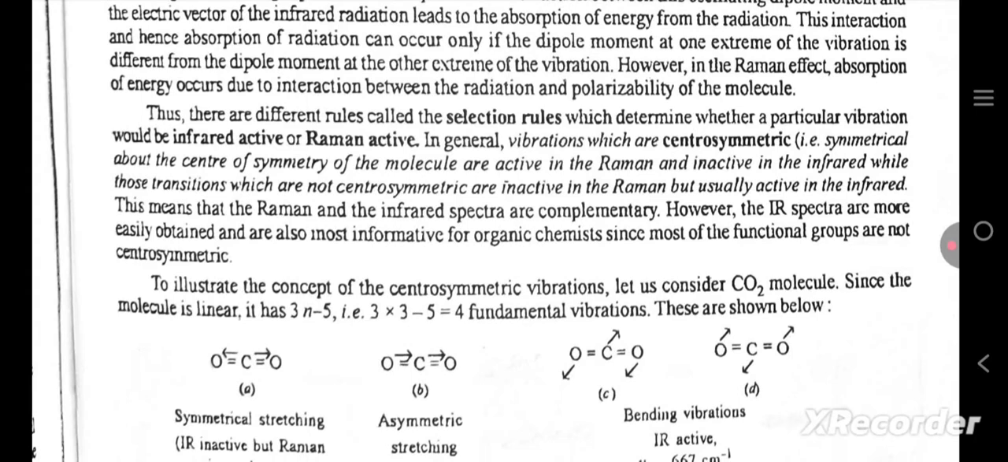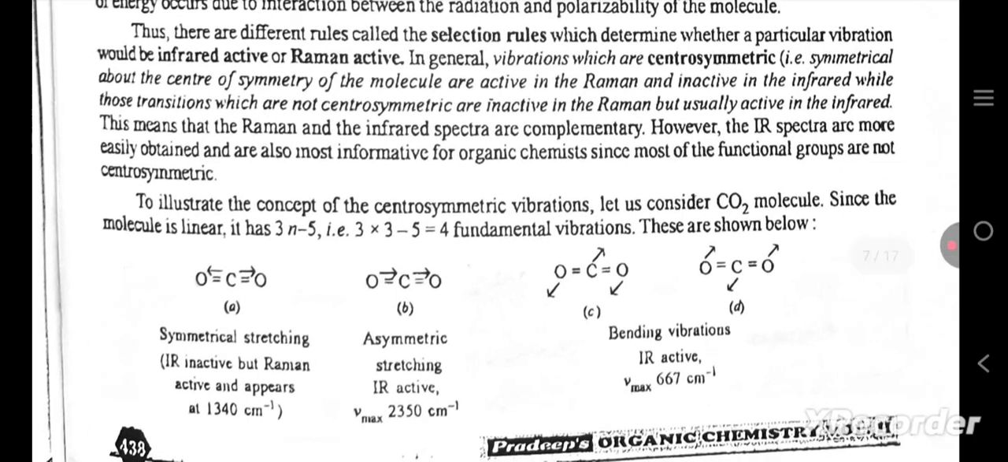Raman active. In general, vibrations which are centrosymmetric about the center of symmetry of the molecule are active in the Raman and inactive in the infrared, while those vibrations which are not centrosymmetric are inactive in the Raman but usually active in the infrared. This means that the Raman and the infrared spectra are complementary. However, the IR spectra are more easily obtained and are also most informative for organic chemists since most of the functional groups are not centrosymmetric.